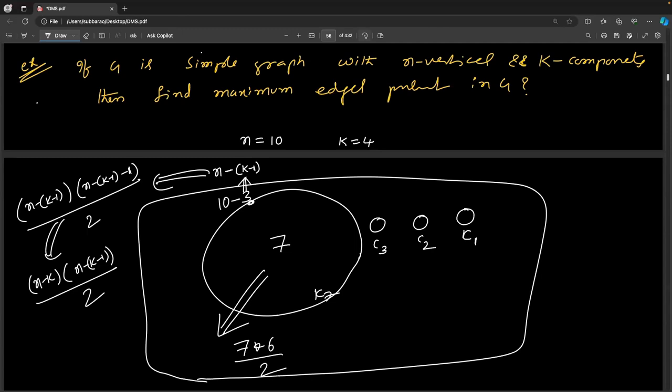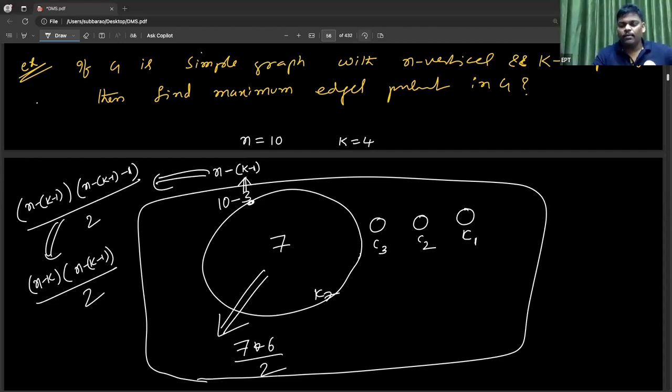Some people are asking, sir, why did you keep one one outside? Can anyone guess the logic? Why did we keep one one outside? If I keep one one outside, I will get more vertices in the last one or not? This last person has more vertices, so that I will get more edges. How many? 10 minus 3. Outside 3 people, 10 minus 3, so 7 people. 7 into 6 by 2.